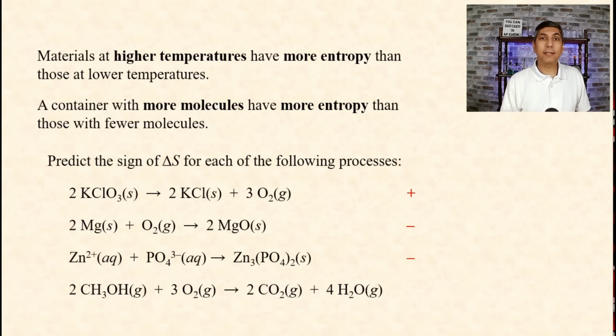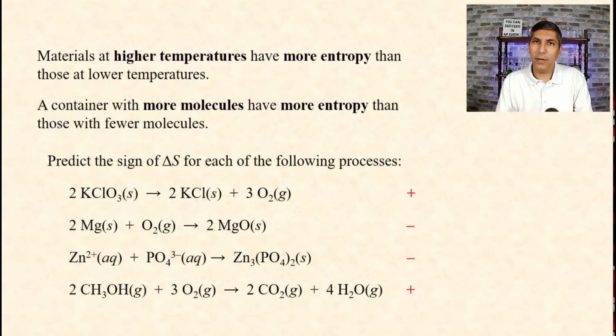Now notice that everything is a gas, and so states of matter will not help us here. Like I said earlier, if there's a tie, we've got to count the molecules. So on the reactant side, we have 5 molecules of gas. On the product side, we have 6 molecules of gas. So 5 to 6 is an increase in the number of molecules, hence that's an increase in entropy. So we have a positive sign for delta S in this case.